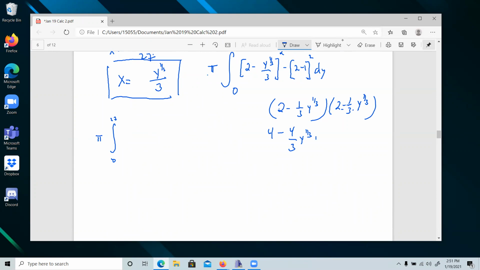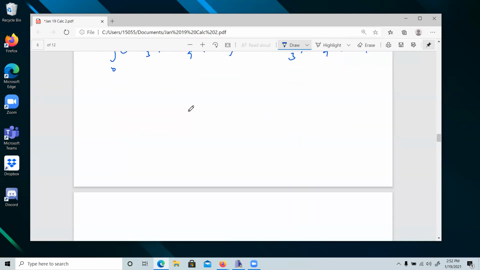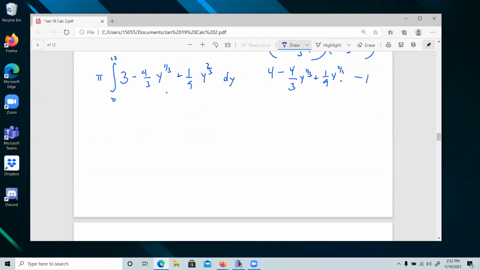And then we have plus, right? Because times negative, and this is going to be 1/9. y to the 1/3 times y to the 1/3 is y to the 2/3. Minus 1: 2 minus 1, square it, it's 1. All right, so 4 minus 1 is 3, minus 4/3 y to the 1/3, plus 1/9 y to the 2/3, dy, y is out front. See, delightful.